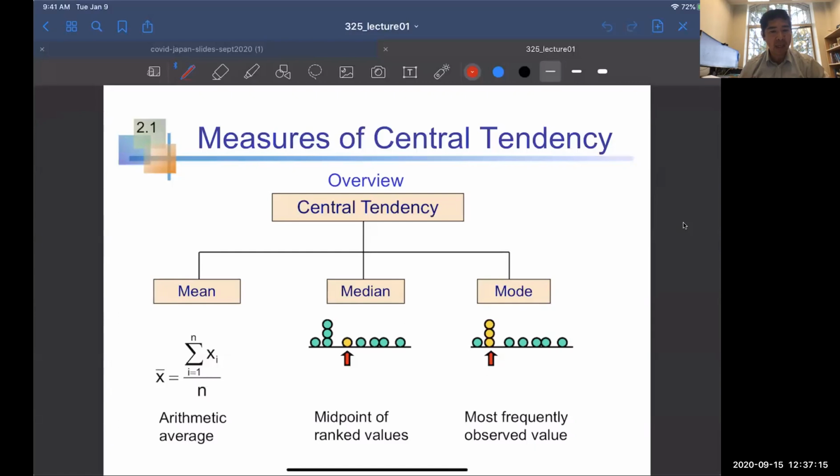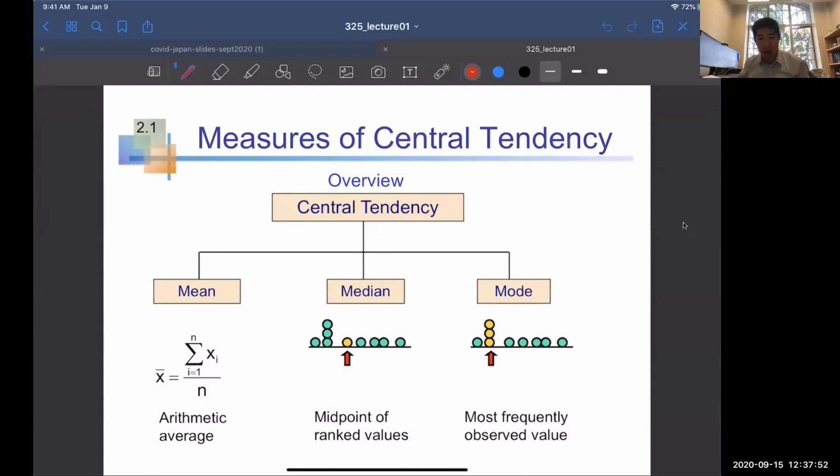One is a mean, so it's an arithmetic average. The other is a median. Median is a midpoint of ranked values. And then finally, there's a mode. If the variable we look at contains integer values with a relatively small number of possible values, then the mode is sometimes useful, because mode is the most frequently observed value.